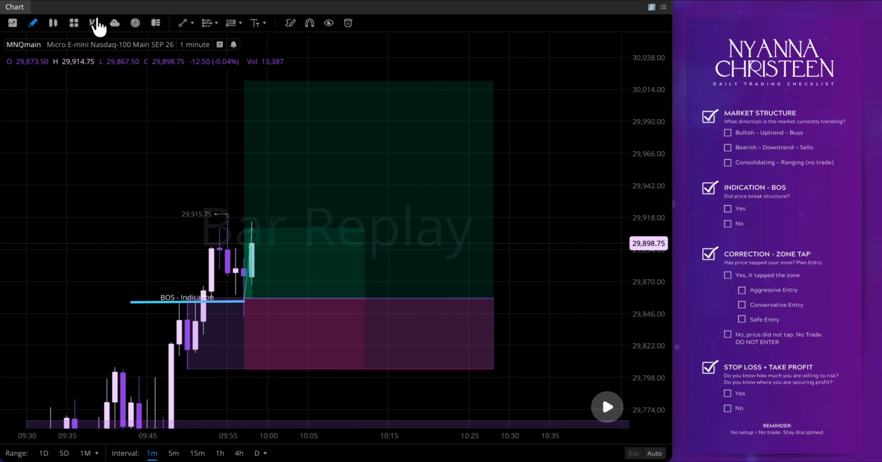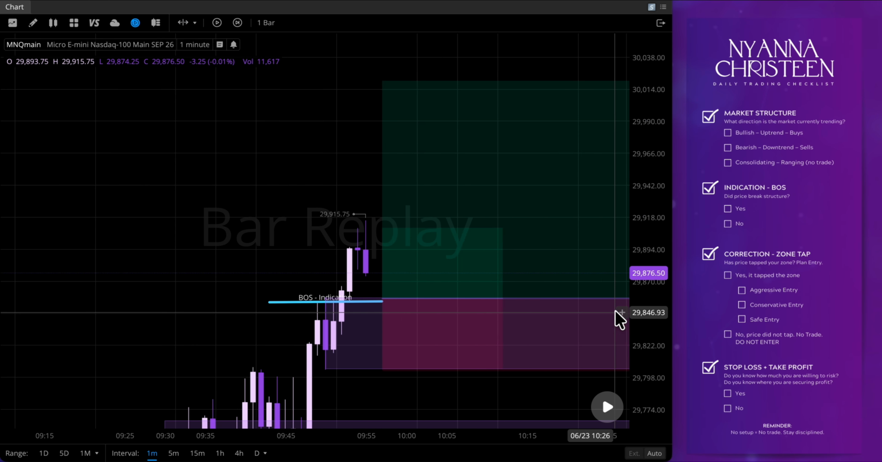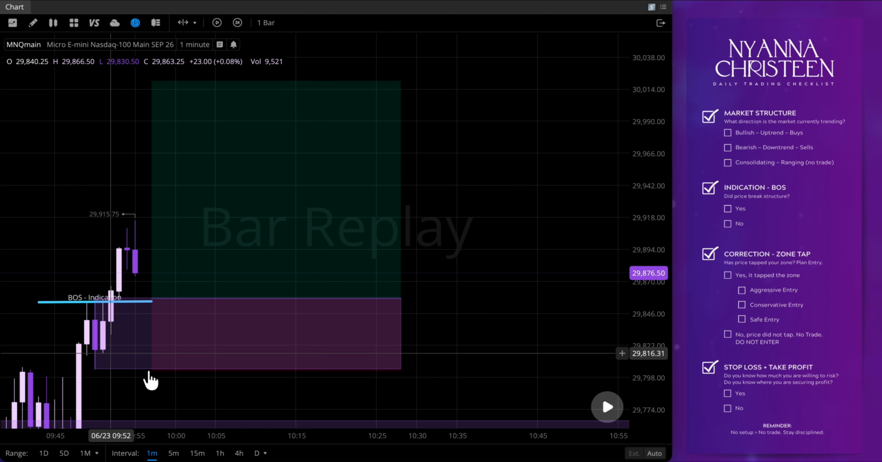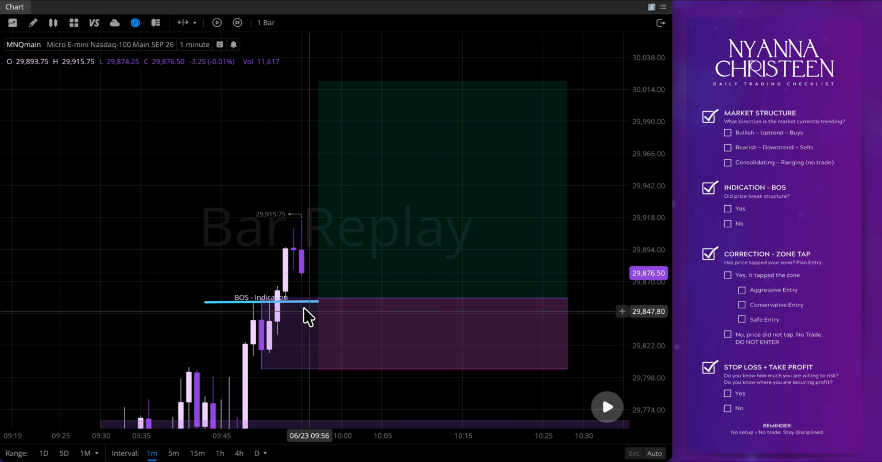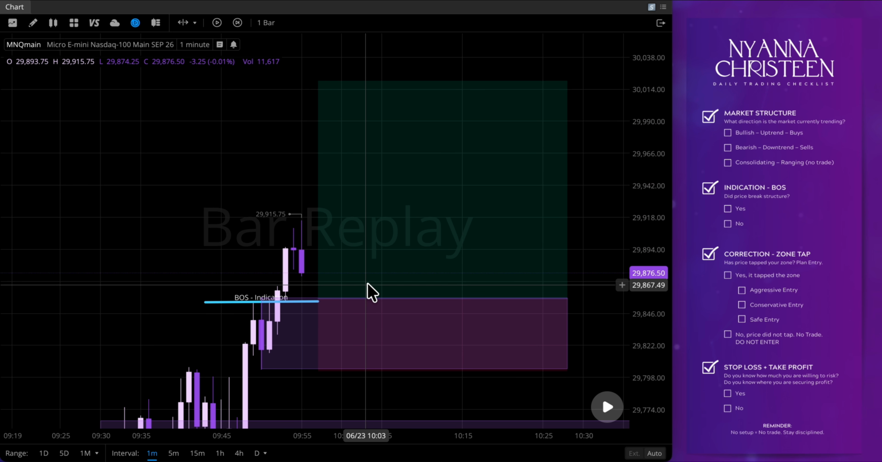Now let's rewind it again so I can show you what a conservative would look like. So for conservative, let me remove this one. What we're looking for is price to tap this zone and then close outside the zone. So wherever the candle that tapped closes, that's where a conservative entry would be.